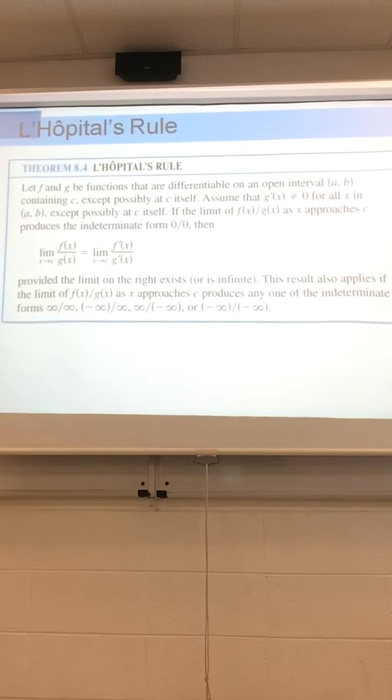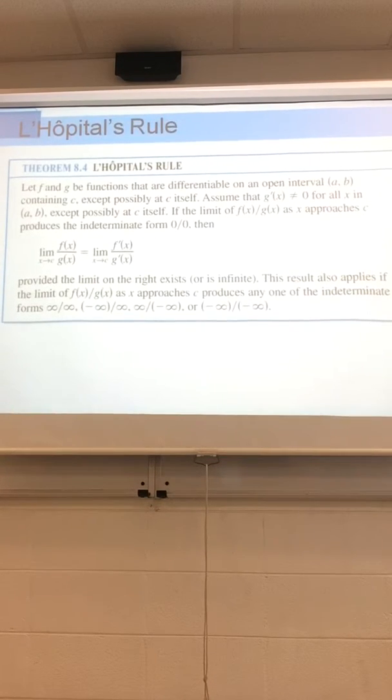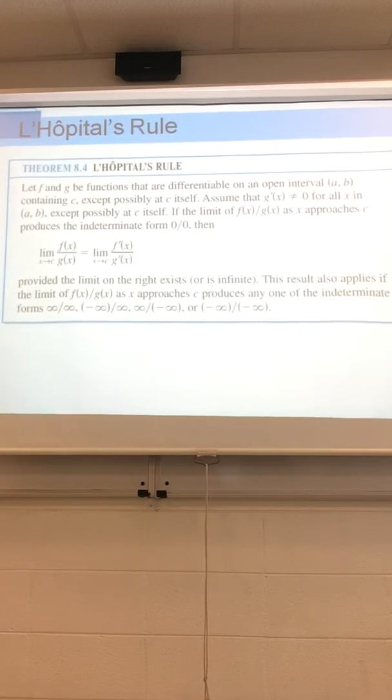Just realize this only applies as you approach this value c when you get one of these things: infinity over infinity, negative infinity over infinity, or infinity over negative infinity, or 0 over 0. So that's the very first thing, if you get this on the AP test: put those values in for x and see what you get. Do you get infinity over infinity? Do you get 0 divided by 0? If you do, then you say, oh, I can use this rule to find its limit.